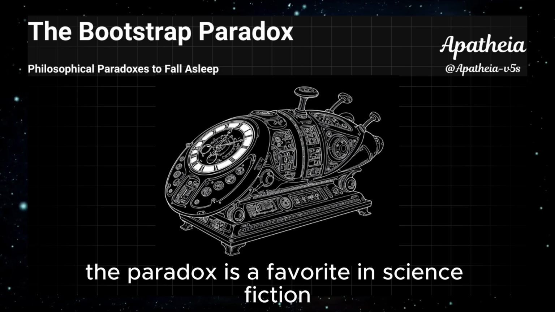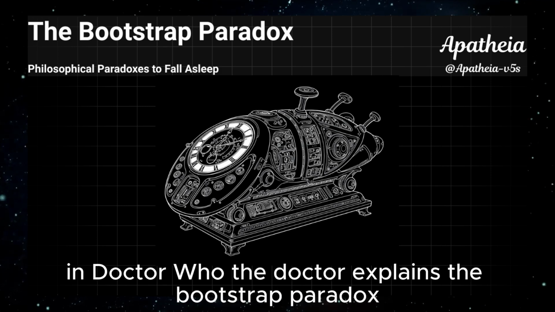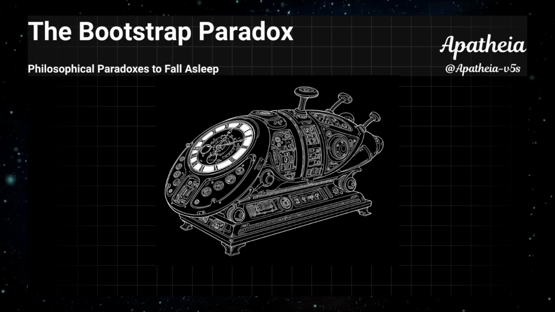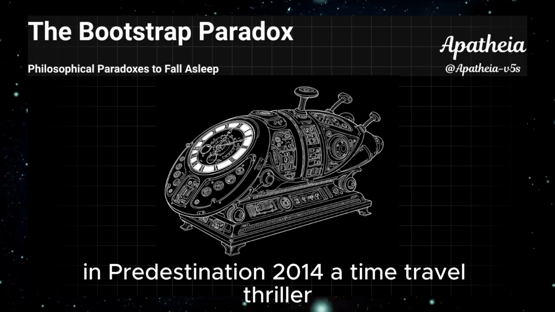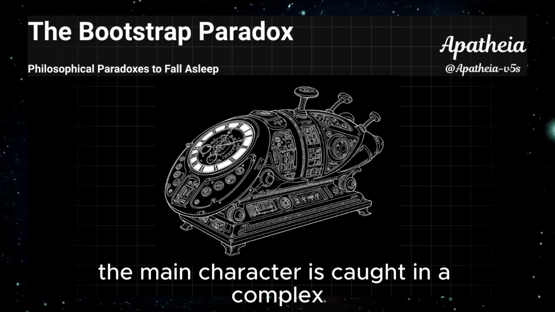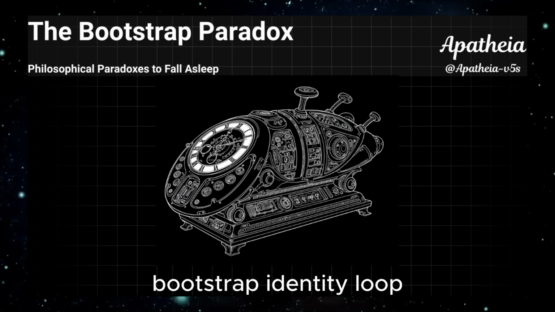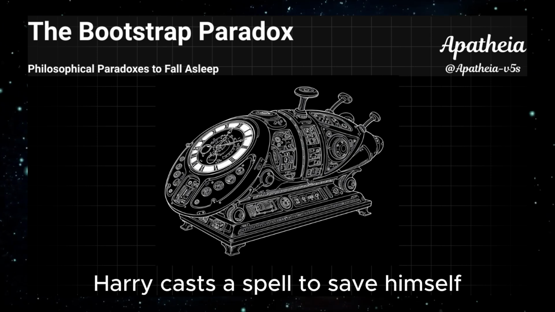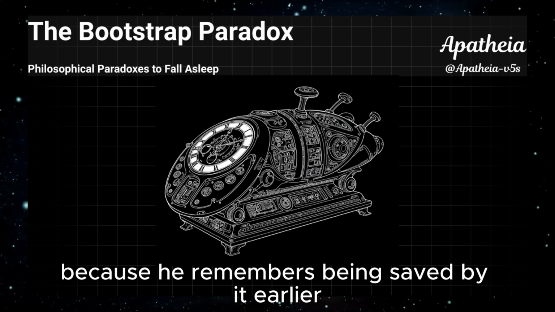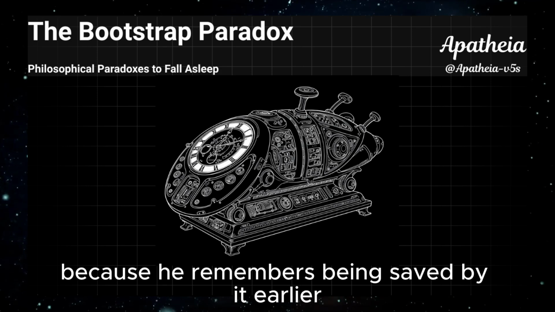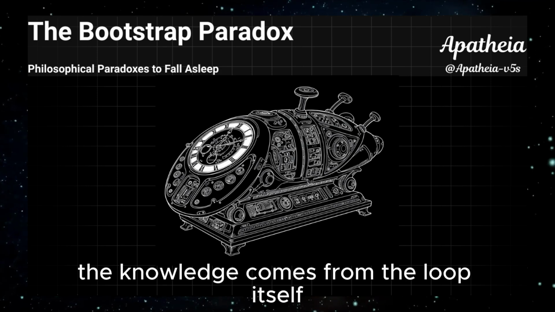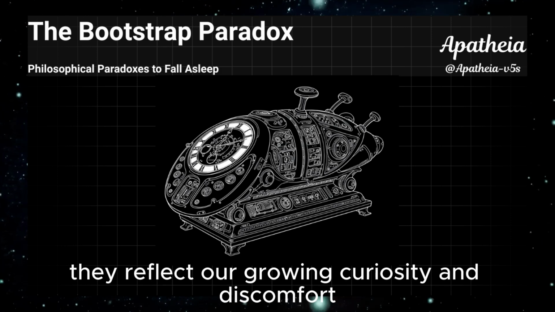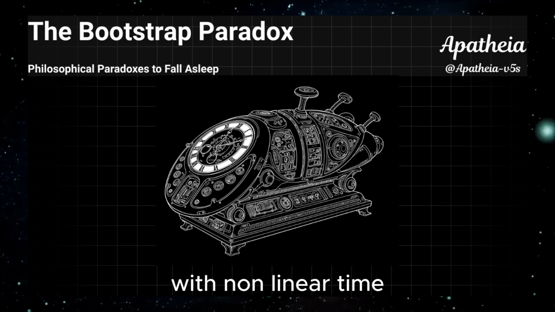The paradox is a favorite in science fiction. In Doctor Who, the Doctor explains the Bootstrap Paradox using Beethoven's music. In Predestination 2014, a time travel thriller, the main character is caught in a complex bootstrap identity loop. In Harry Potter and the Prisoner of Azkaban, Harry casts a spell to save himself, because he remembers being saved by it earlier. The knowledge comes from the loop itself. These stories don't just entertain, they reflect our growing curiosity and discomfort with nonlinear time.